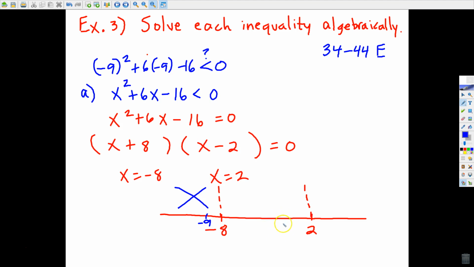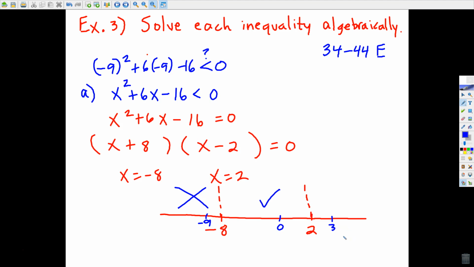Okay, so now let's pick a number in between, and the easiest choice is 0. Let's let x become 0 here, and you get negative 16 is less than 0. True or false? True. So what we've proven now is all of the numbers between negative 8 and 2 will work. And so let's pick another number to the right of 2. Let me just show our choice here. Blue will be our choices for tests.